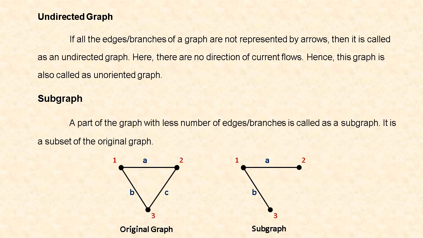Next, undirected graph. If all the edges or branches of a graph are not represented by arrows, then it is called an undirected graph. Here, there is no current flow direction shown in the graph. This graph is also called an unoriented graph. Next, subgraph. A part of the graph with a smaller number of edges or branches is called a subgraph.